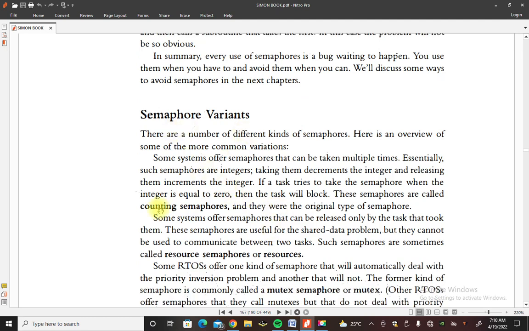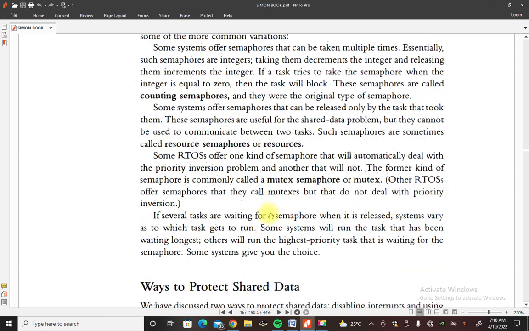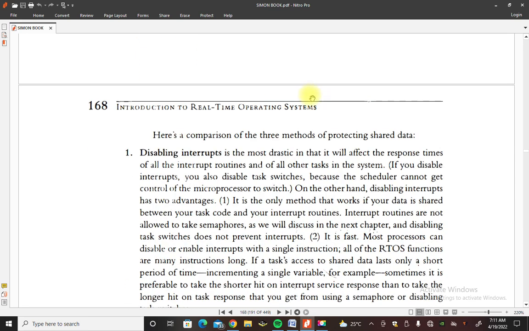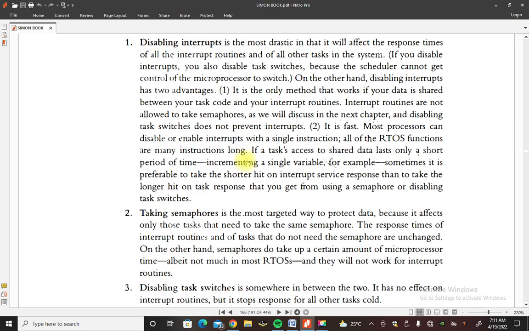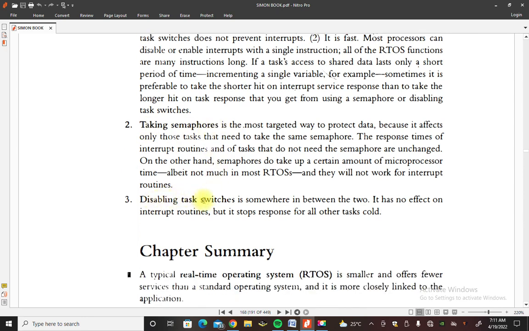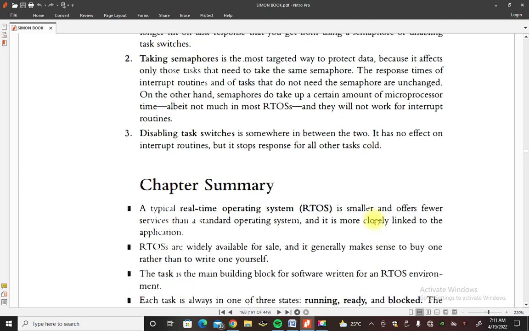And semaphore variants, as discussed: counting semaphores, binary semaphores, and mutex semaphores are there. And ways to protect shared data: the first one, disabling interrupts, this is what we did. The second one, taking the semaphores, and the third one, disabling the task switches. It has no effect on the interrupt routines, but it stops the responses for another task. Good. Okay.